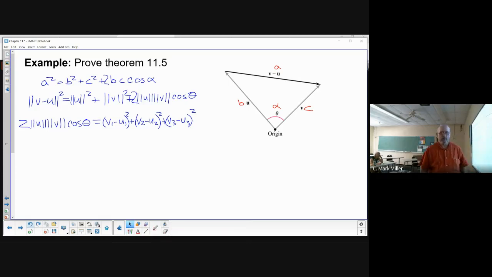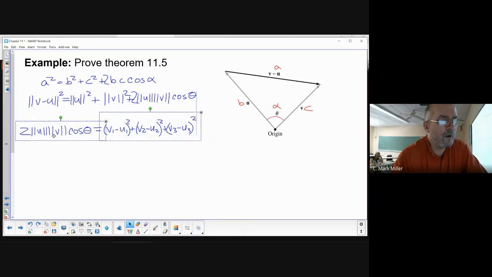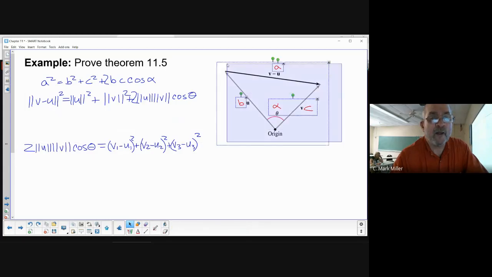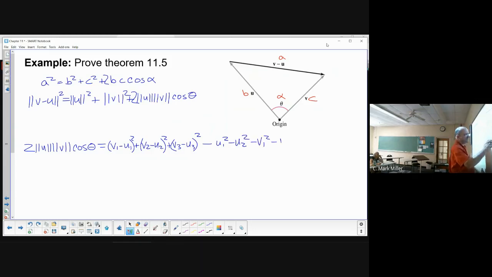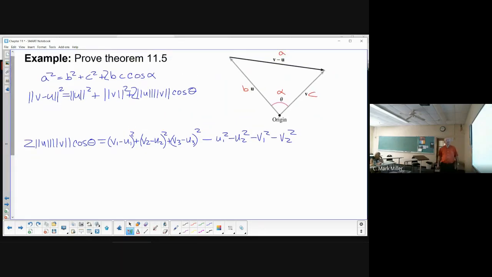I'm going to move that down a little bit. I'll move that up. Okay. So I'm solving for 2 u v cosine theta right there. Now I have to subtract these two. So that's going to be minus u1 squared minus u2 squared minus v1 squared minus v2 squared. Okay. This part right here equals minus that. This part right here equals minus that.